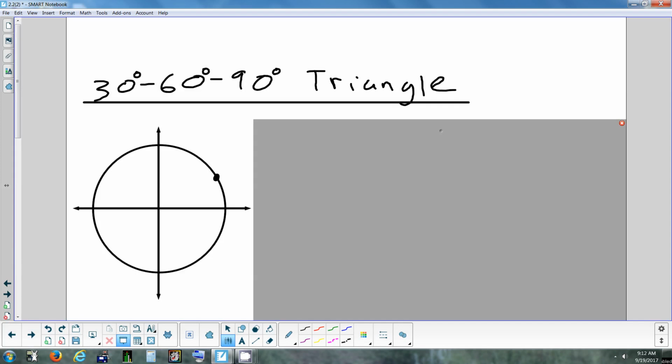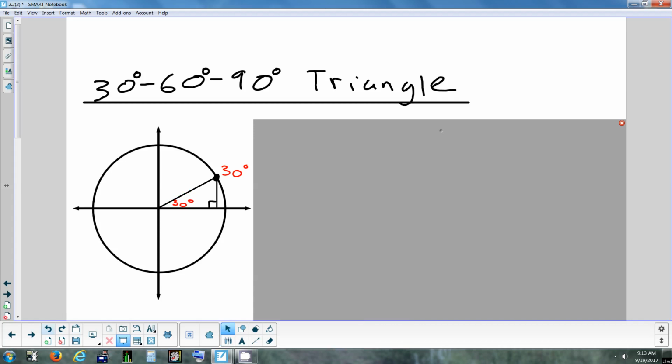The way I'm going to sketch it is I'm going to put the 30 towards the origin. Okay, so when I draw in my triangle, see if I can squeeze that over. That angle towards the origin, that's going to be my 30. Draw in my vertical. Close enough. There's my 90.